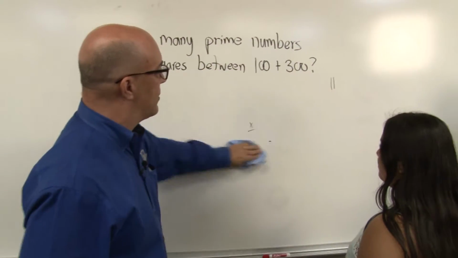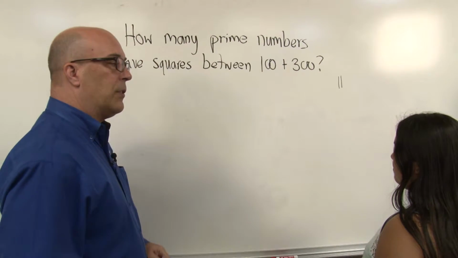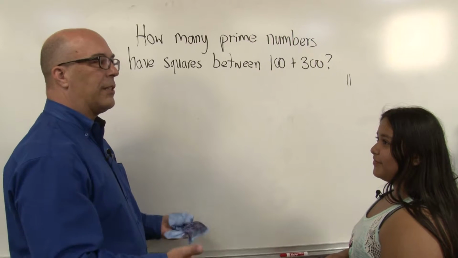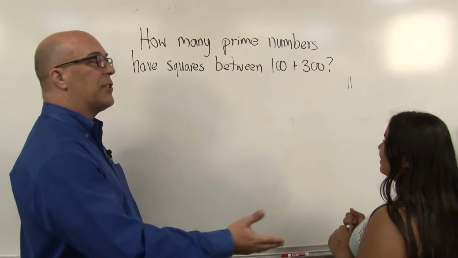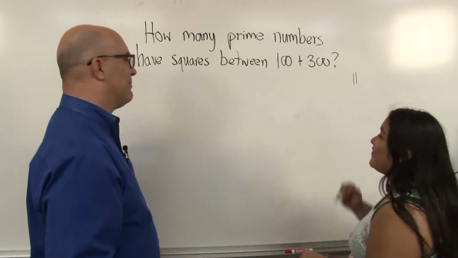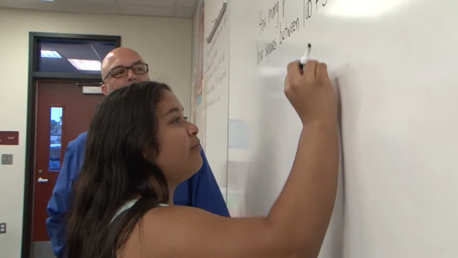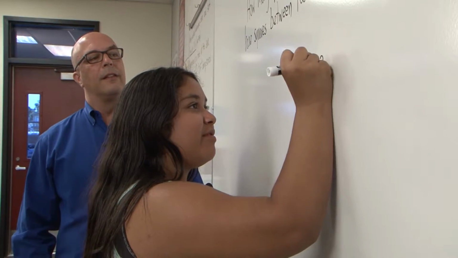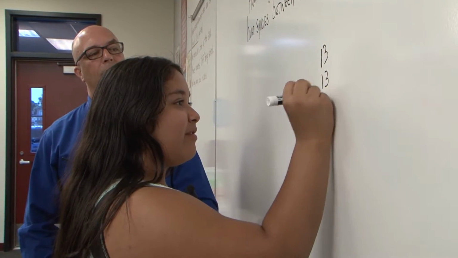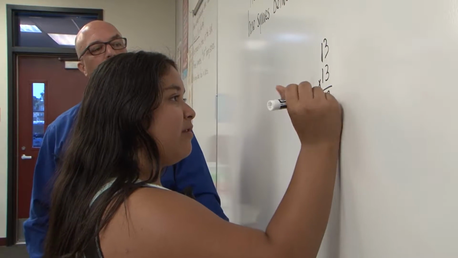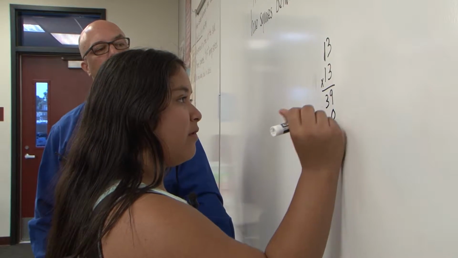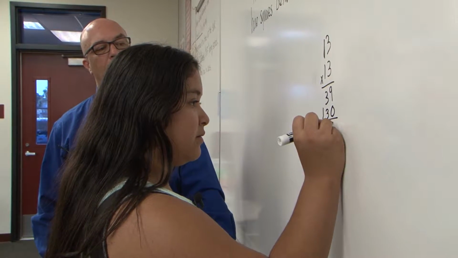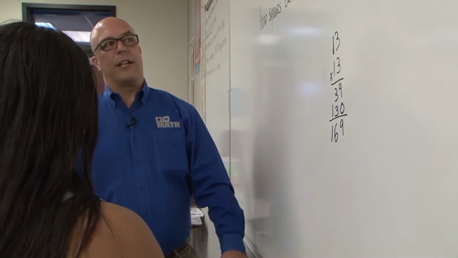What would you like to try next? You said that 12 was 144, but it's composite. So what would you like to try next? 13. Try 13. What's 13 squared? Do you know off the top of your head? No. Okay, I'll erase that for you. There you go. 169. Does that satisfy what we're looking for?